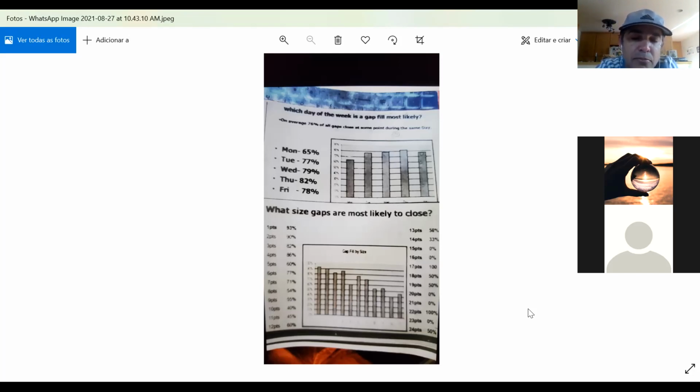If you look at Monday through Friday, there's a common denominator to all of them. The lowest number is 65. The highest is 82. All 5 of those numbers are greater than 50%. At the bottom of that sheet, it also shows you when gaps fill, the particular size of the gap, and how much of a gap will fill in that scenario.